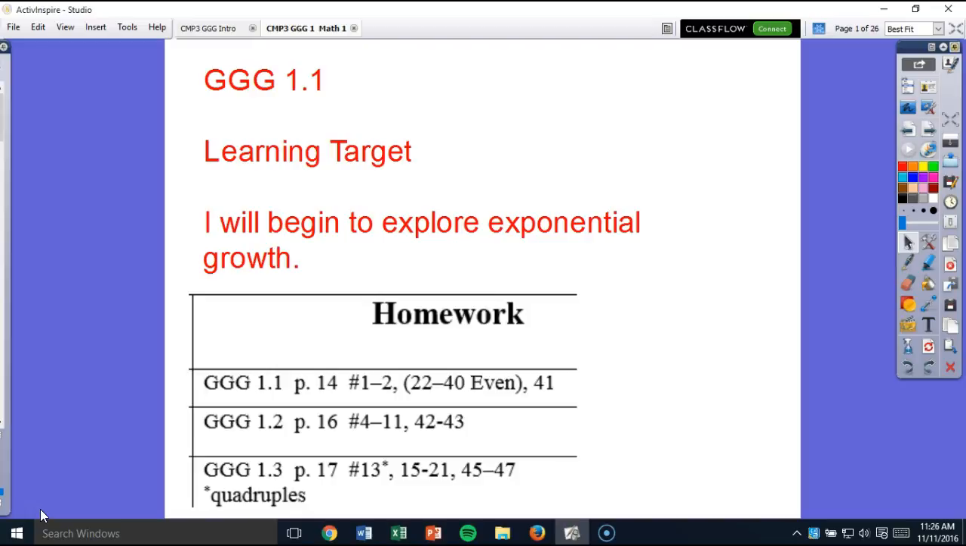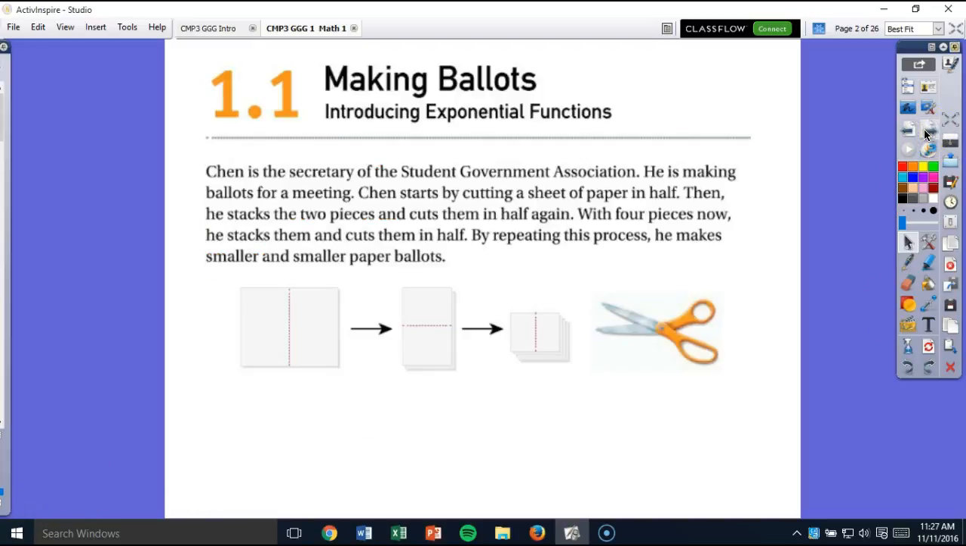You see our homework down here for this investigation. 1.1 homework: 1 and 2, 22 through 40 even, and number 41. 1.2 is 4 through 11, 42 and 43, and 1.3 is number 13, 15 through 21, and 45 through 47. Now, the due dates for these are not listed on here because they will change from year to year, but I will have this file listed under the investigation 1 showing what dates all of the homework is due. So let's take a look.